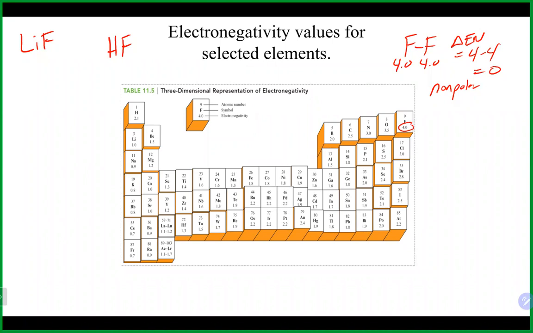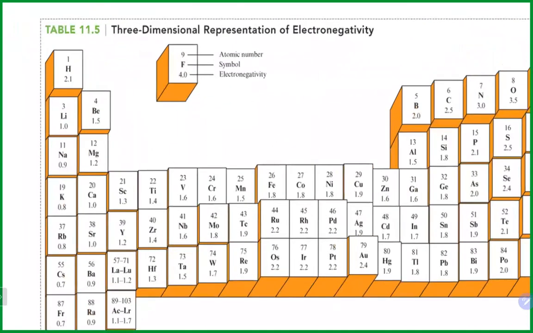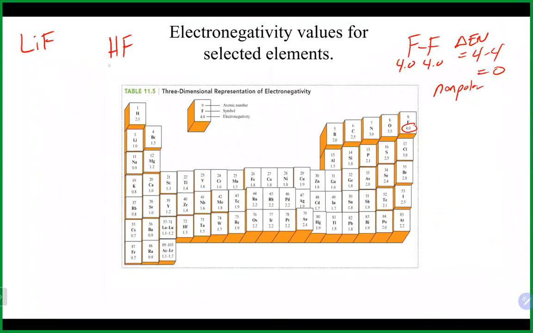Now, if we look at H, which is there on the left, that's 2.1. And our F is 4. We just take the larger number minus the smaller number, so we get a positive number, and we end up with 1.9. A 1.9 difference is between 0.5 and below 2. It's almost a 2, but not quite there. So this will tell us that it is a polar bond in this case.